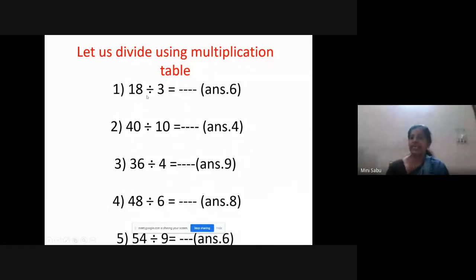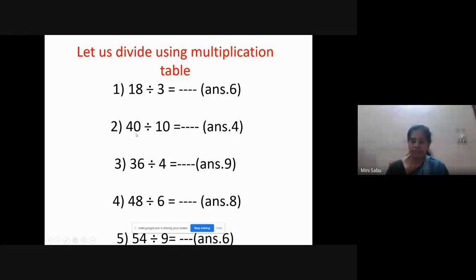First question is 18 divided by 3. Which table you have to say, children? Table of 3 till 18. Table of 3 is very simple. You know it. 3 6s are 18. So the answer is 6. Are you getting it? Okay, children.